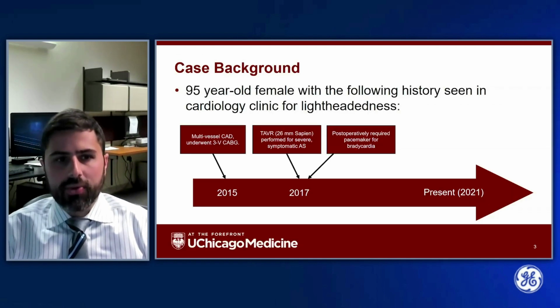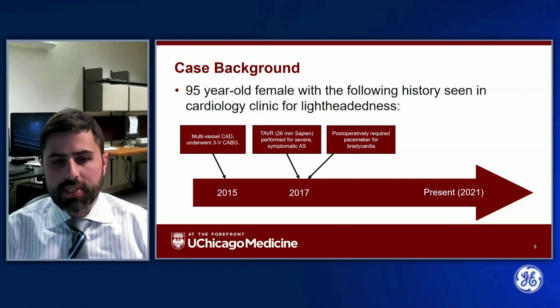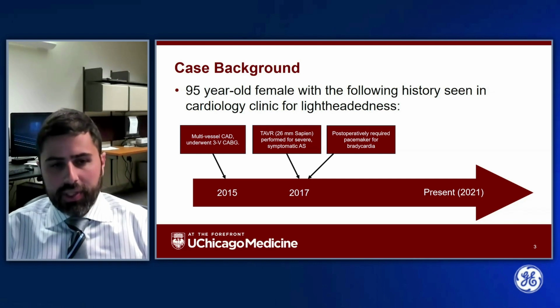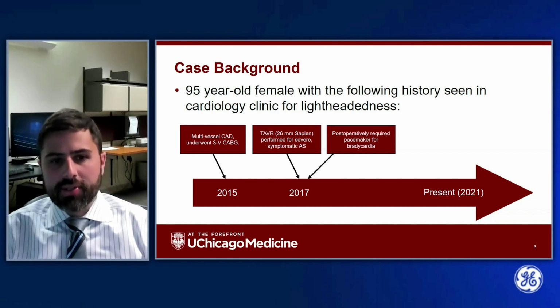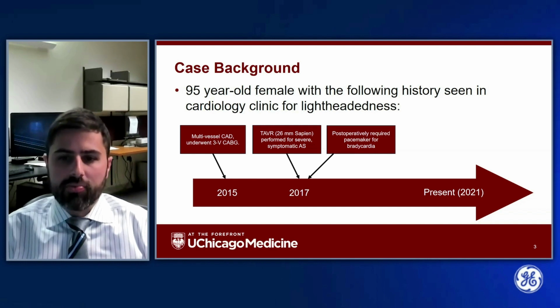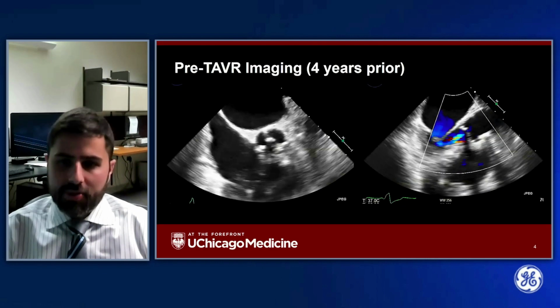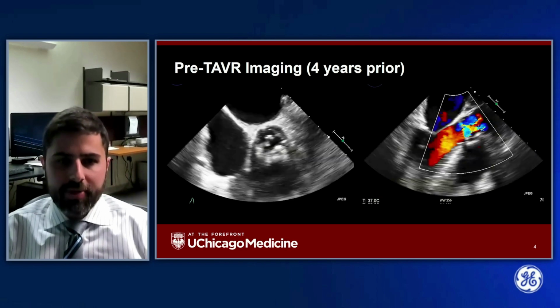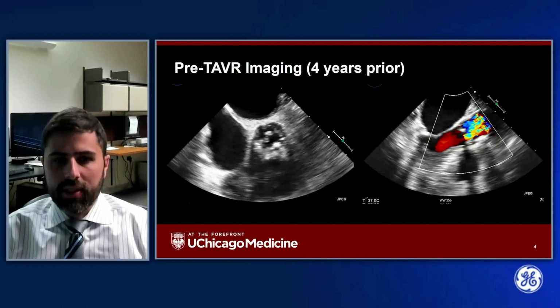So we have a 95-year-old lady who had a previous history of multivessel CABG done in 2005, 6 years prior, and then subsequently underwent TAVR implantation 2 years later with a 26-millimeter Sapien heart valve, and post-operatively required a pacemaker due to bradycardia after a TAVR procedure. So she's seen in clinic, and this is just basically to provide a background of pre-TAVR imaging, where we can see a severely stenotic trileaflet aortic valve.